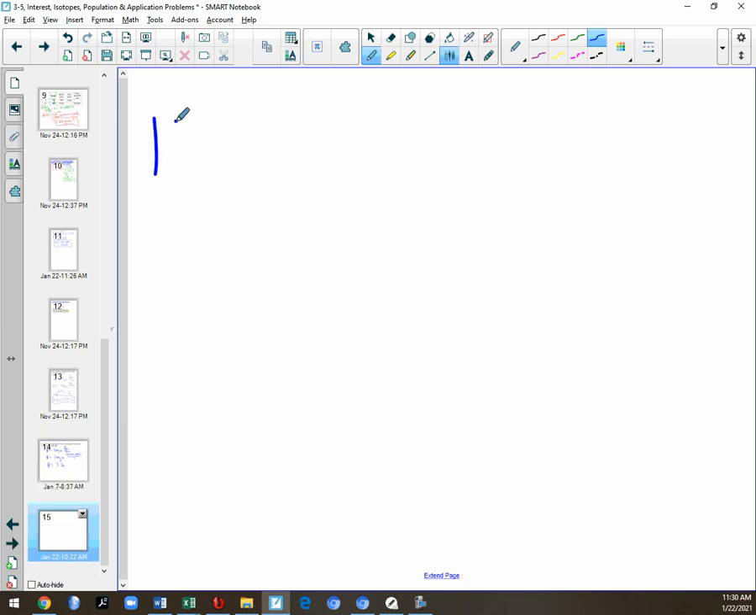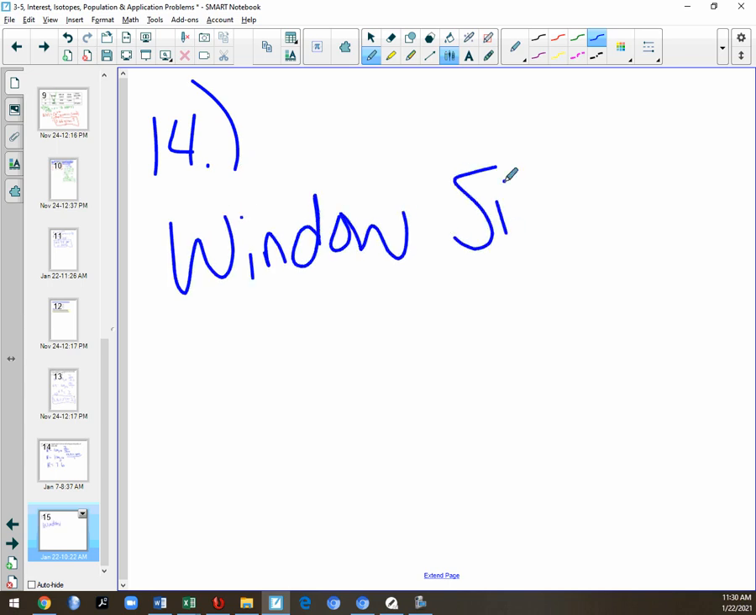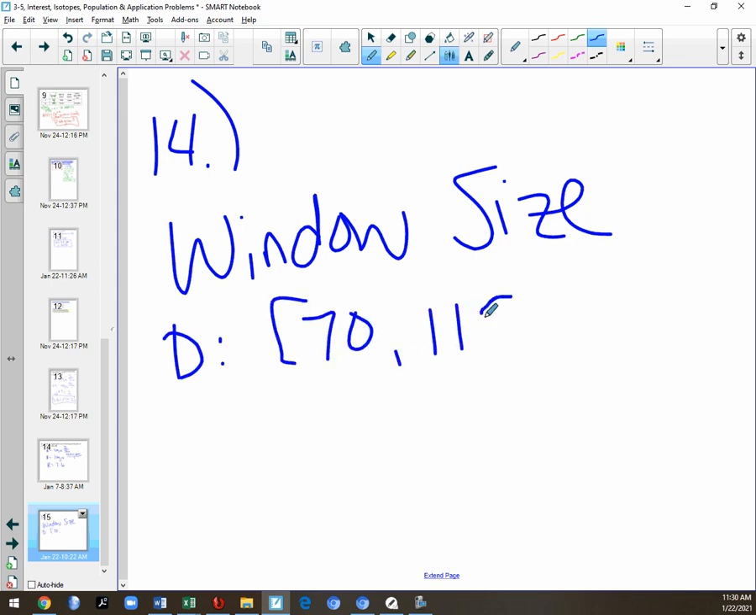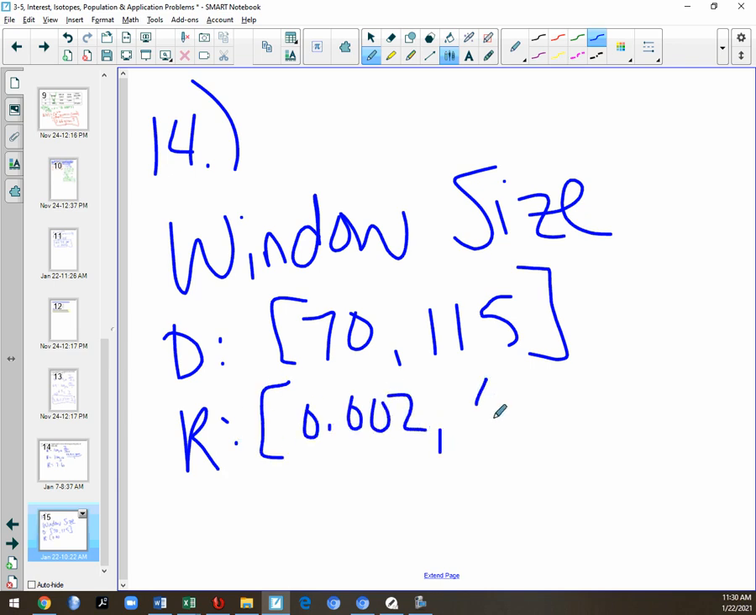Number 14, window size. Let's talk about that. Your window size. I want you to be at a domain going from 70 to 115. And your range, I want you to go from 0.002 to 0.033. That is where you are going to find this graph at the easiest, okay? So use that as your window size. And that should be all that you have for questions on tonight's homework. Okay?